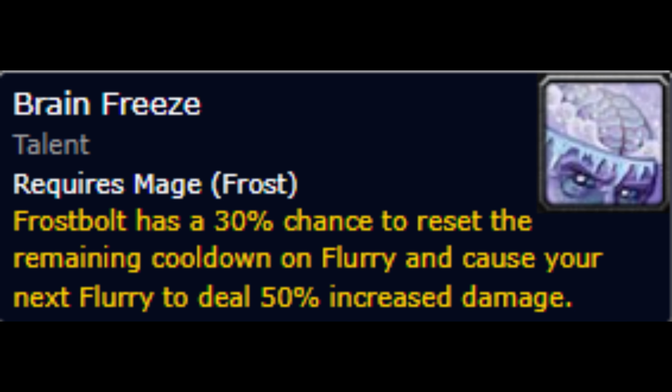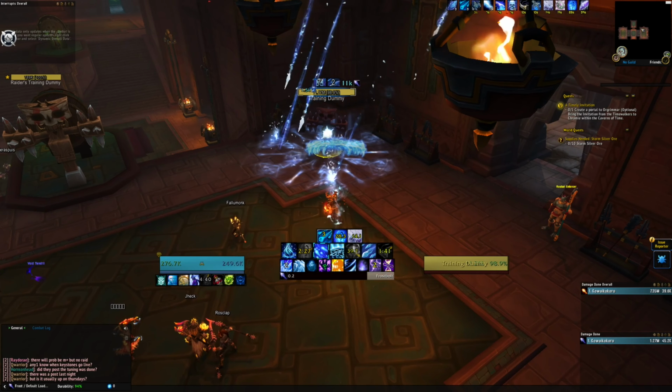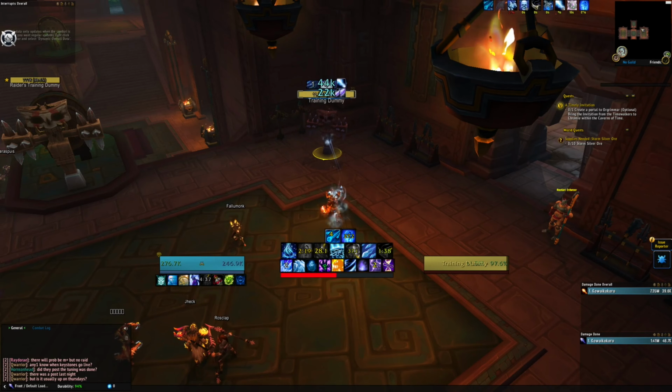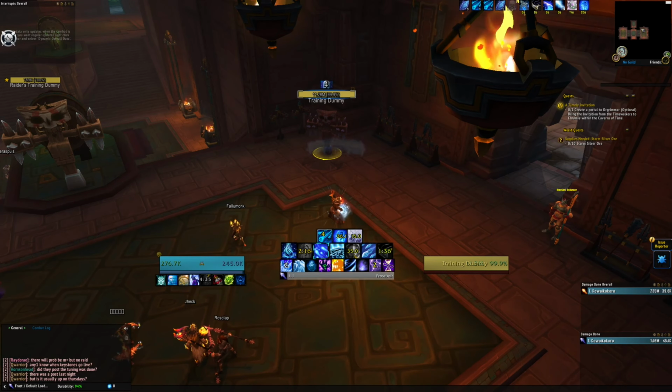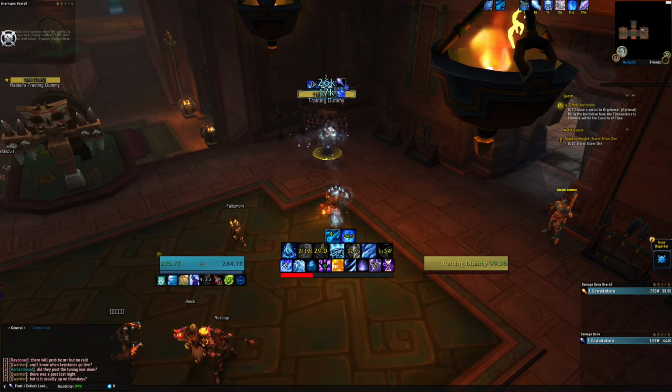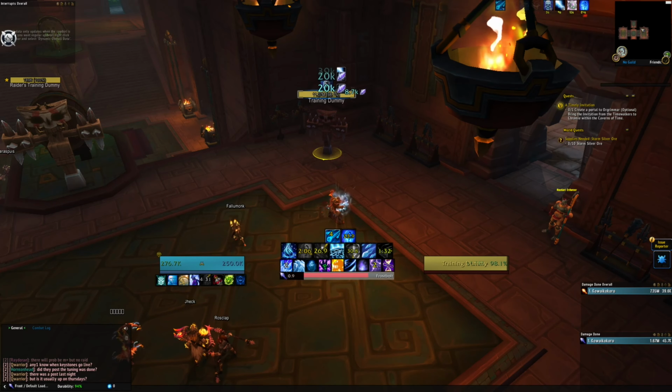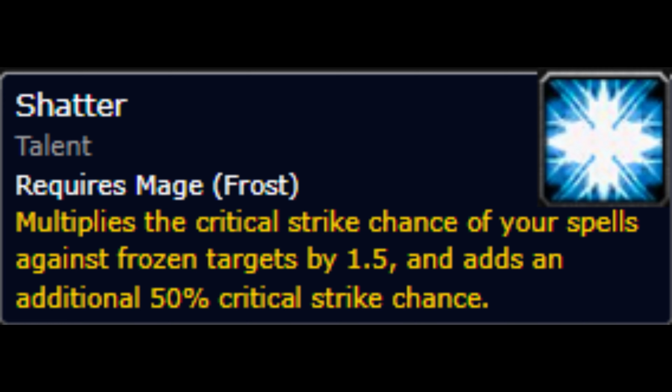The second is Brain Freeze. This proc can appear when you're casting Frostbolt or when you press Icy Veins with Snap Freeze. This causes your next Flurry to deal 50% increased damage, and the next spells cast on the target to be treated as if the target was frozen. The last one is Shatter. This buff multiplies the crit chance on frozen targets and also adds additional crit chance.